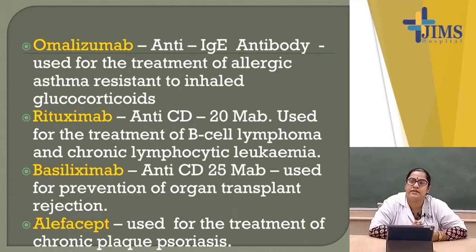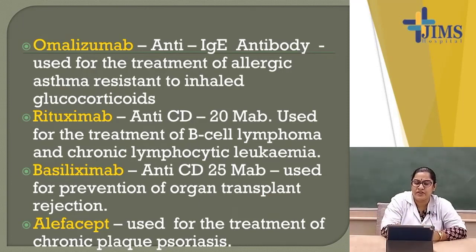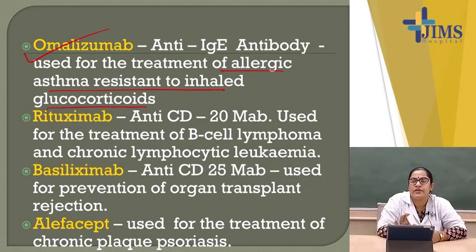Omalizumab, very important, is an anti-immunoglobulin E antibody. So, it is used for the treatment of allergic asthma resistant to inhaled glucocorticoids. Omalizumab: it is a very common question, which monoclonal antibody or what is the newer drug for the treatment of allergic asthma?